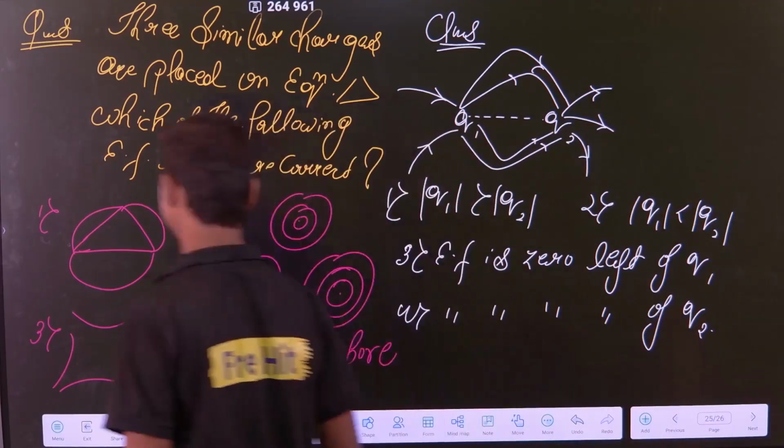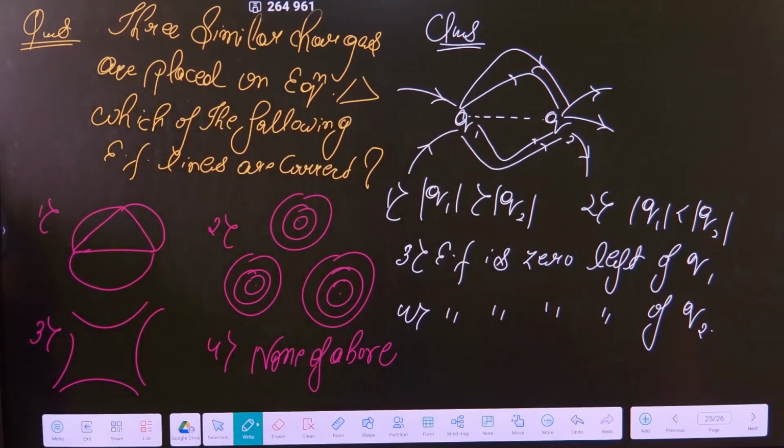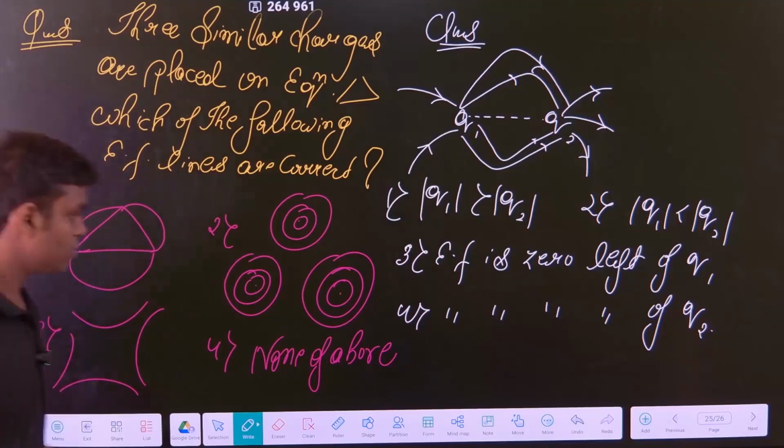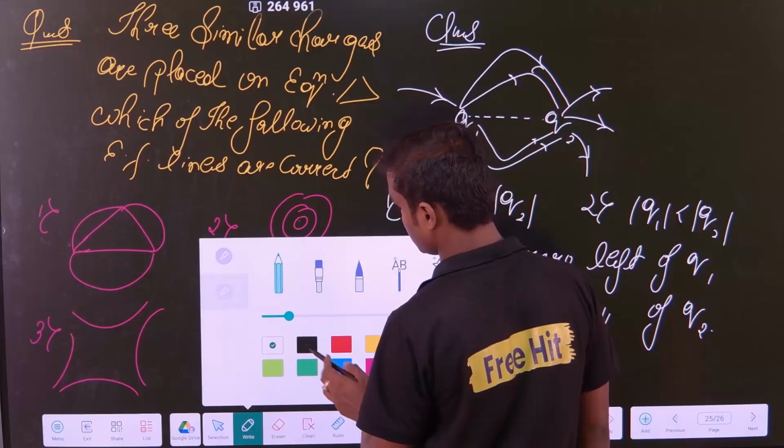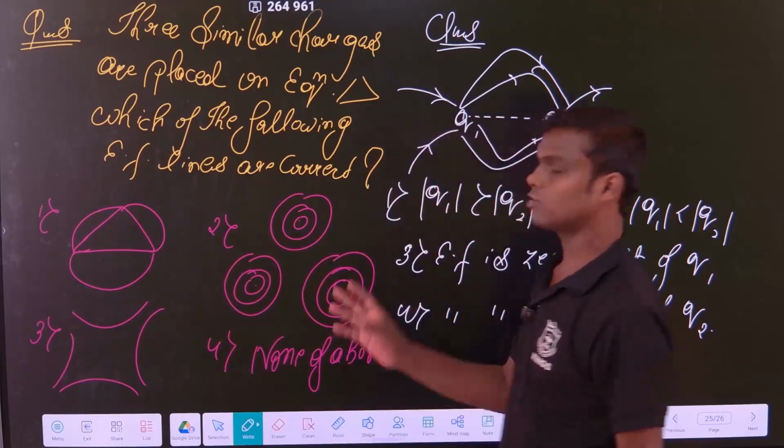Here are the questions. Just solve it and tell me what is the correct answer for this. If you see, it's very easy. What is the property of electric field lines? The property of electric field lines is that they do not form any closed loop.